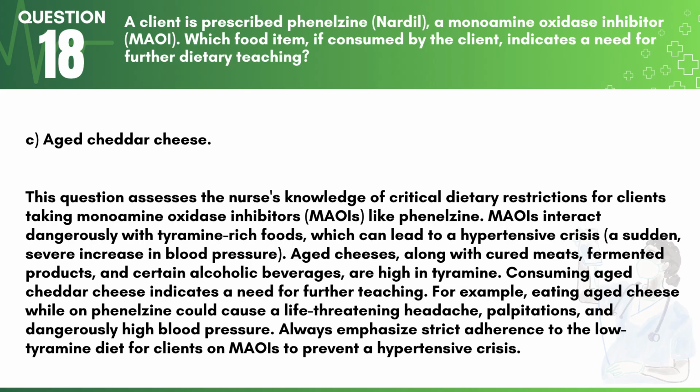Answer: C. Aged cheddar cheese. This question assesses the nurse's knowledge of critical dietary restrictions for clients taking monoamine oxidase inhibitors, MAOIs, like phenelzine. MAOIs interact dangerously with tyramine-rich foods, which can lead to a hypertensive crisis, a sudden, severe increase in blood pressure. Aged cheeses, along with cured meats, fermented products, and certain alcoholic beverages, are high in tyramine.